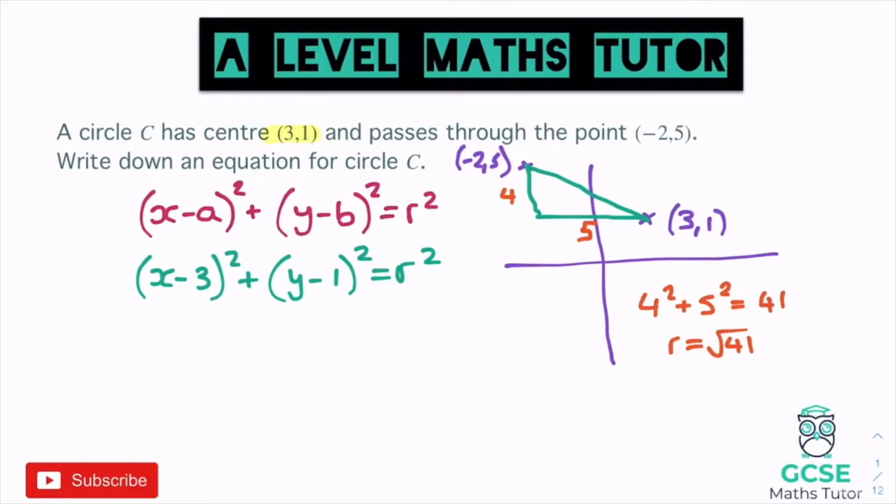But obviously we want to know what the radius squared is. So when it's in a nice little square root like that, we can just take away the square root and it'd be 41. So we could finish off our equation here. It'd be x minus 3 squared plus y minus 1 squared equals the radius squared. The radius is root 41, so 41.